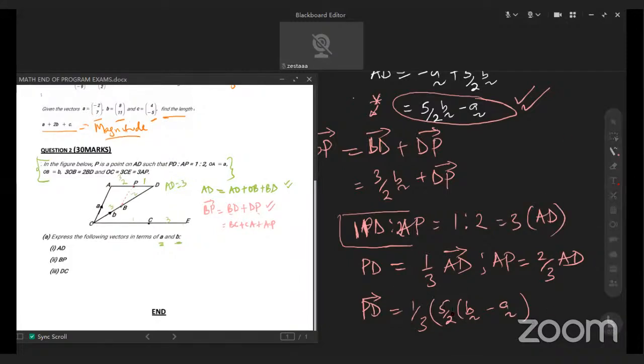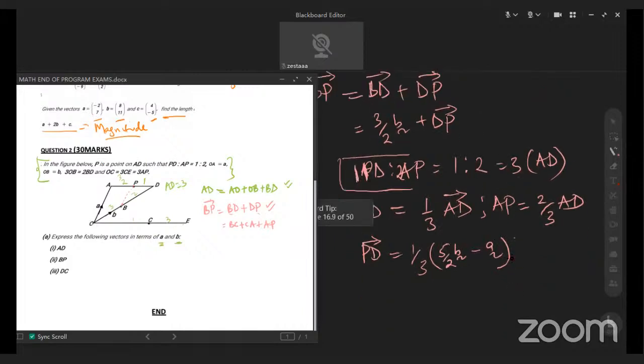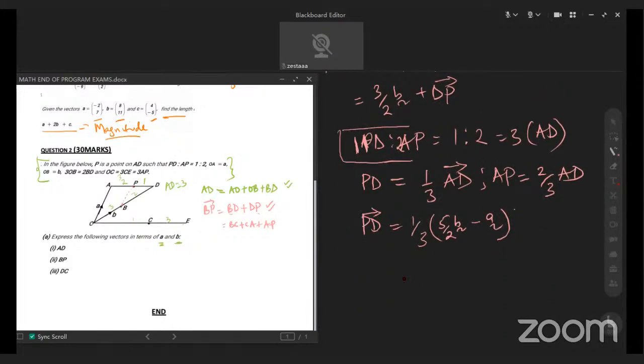This is 5AB, I think it's 5. So we could, let me remove this one more bracket here. So it's supposed to be there. So it will be 5 out of 2 B minus A. Okay? So when we open up our brackets here, we shall be having 1 out of 3 times 5 out of 2 B minus 1 out of 3 A. Okay? So when you multiply this, we should get 5 out of 6 B minus 1 out of 3 A.